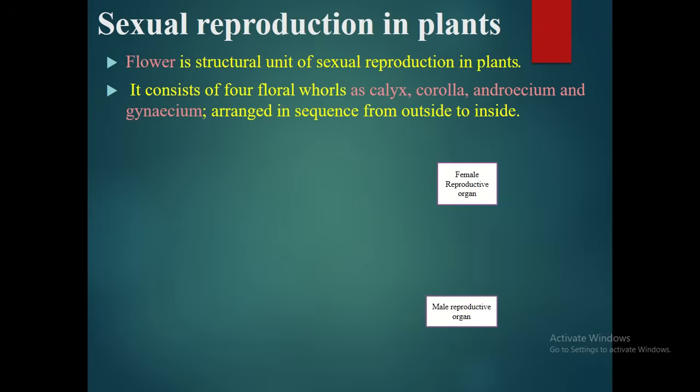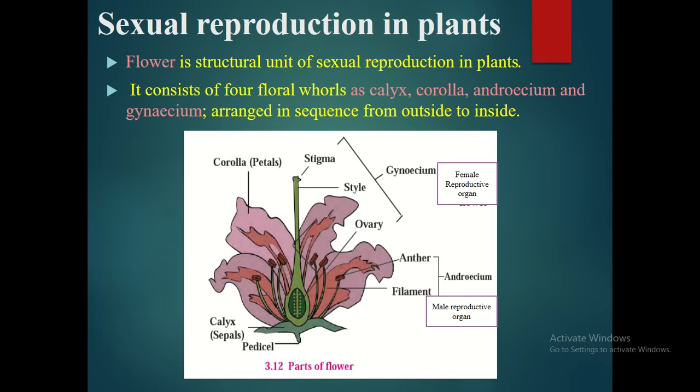Sexual reproduction in plants. Flower is the structural unit of sexual reproduction in plants, which consists of 4 floral whorls: calyx, corolla, androecium and gynoecium. These whorls are divided into essential whorls and accessory whorls. So here you can see the diagram of the parts of the flower, which includes pedicel, calyx, corolla, androecium and gynoecium.